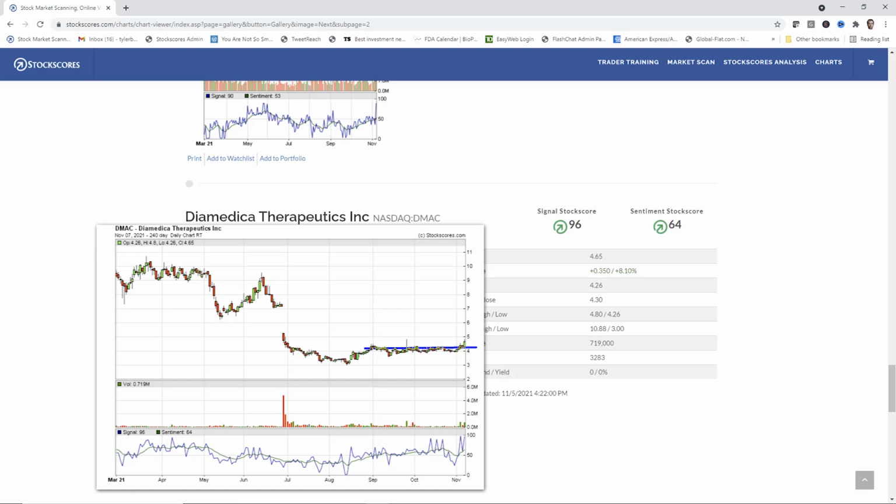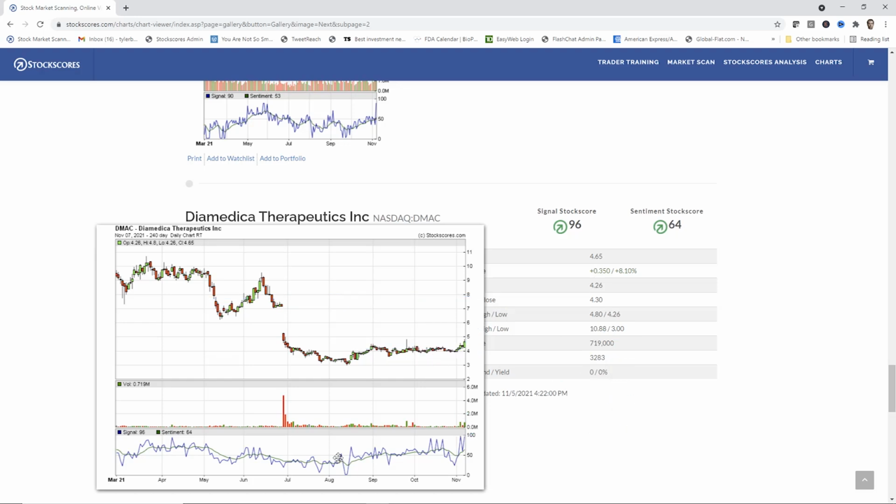All right, DMAC, also a good pattern here. This is an ascending triangle, so I'm not drawing this perfectly, but you get the idea. See a little breakout there with some volume. Wish the volume was a little stronger, but the good thing about this one is it's not really going to encounter resistance up until about here. So it has lots of upside potential before it gets there. So I would give this a 6.5 out of 10 as well.